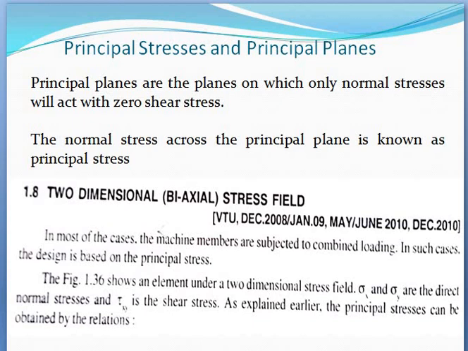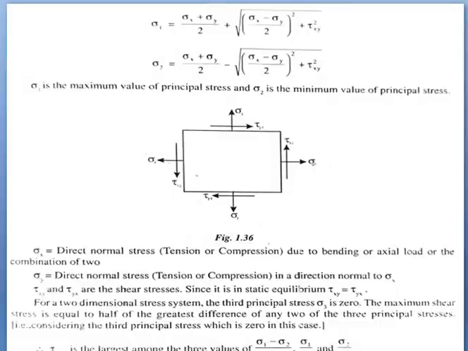So let us consider an example where a two-dimensional stress field is set up on the element. In this figure, an element under a two-dimensional stress field is shown. Sigma x and sigma y are the direct normal stresses. Here you can see this is sigma x and this is sigma y, the two normal stresses, and tau xy is the shear stress.